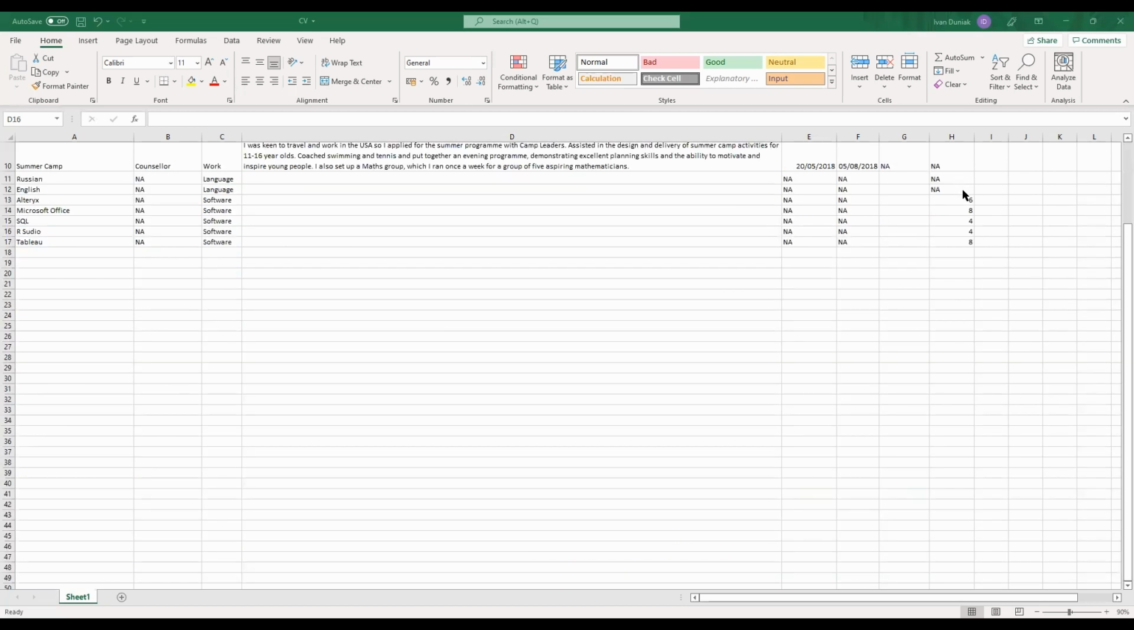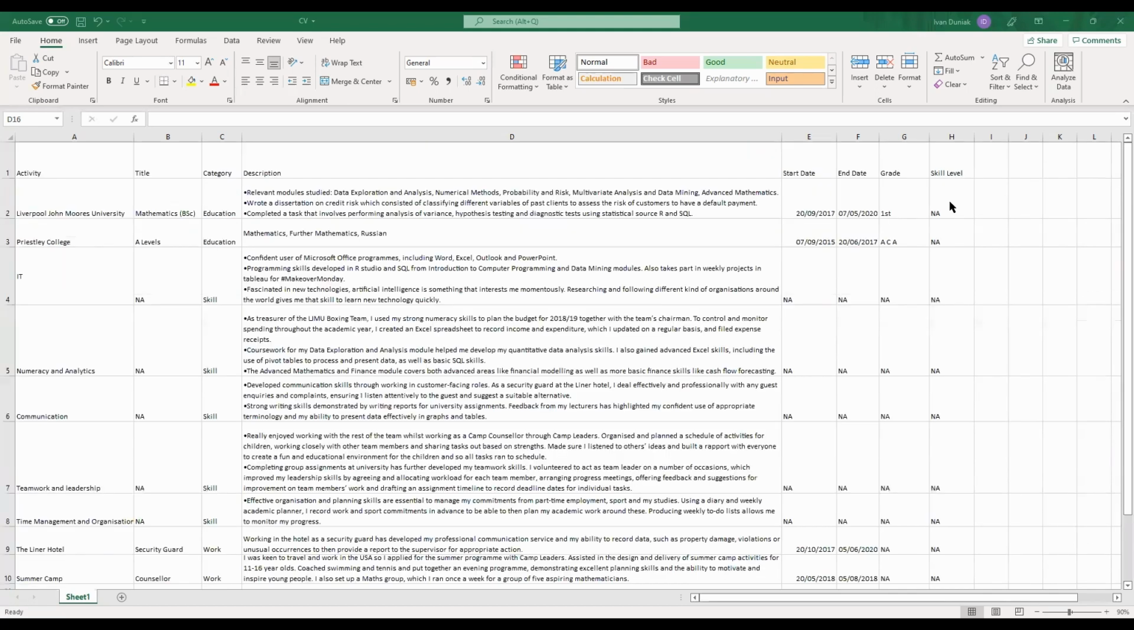We can see the different software I have: Alteryx, Microsoft Office, SQL, RStudio, and Tableau, and I've graded those skills out of 10. So this is the structure we need for our data. We can now connect to it in Tableau and create an interactive viz.